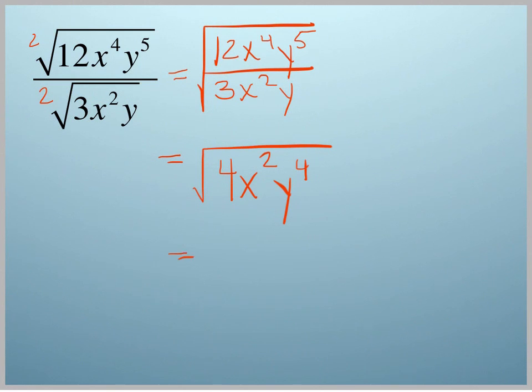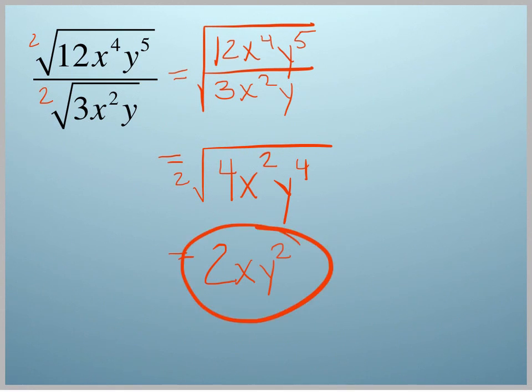The square root of 4 is 2. Then if we use our shortcut, remember we have this understood 2 right here. So 2 goes into 2 one time. So I bring an x out. Then 2 goes into 4 twice. So I'm going to bring y squared out. Nothing's left over since they both divided evenly. So my final answer is 2xy to the 2nd.